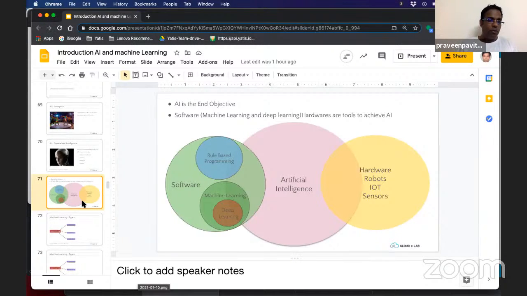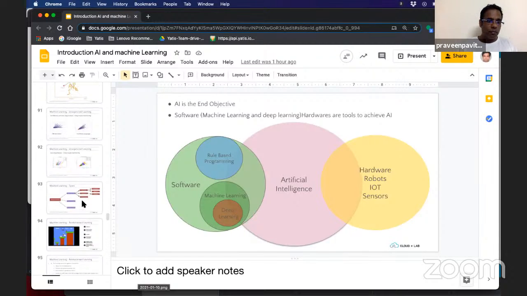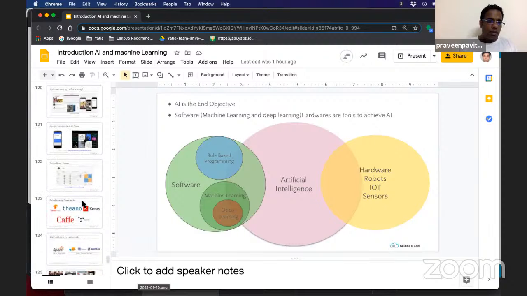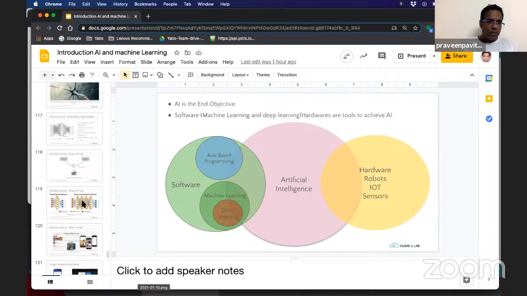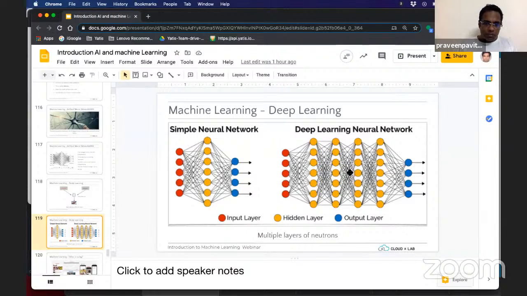When you do that with neural networks, so when you actually use deep neural networks, that is when it's called deep learning.